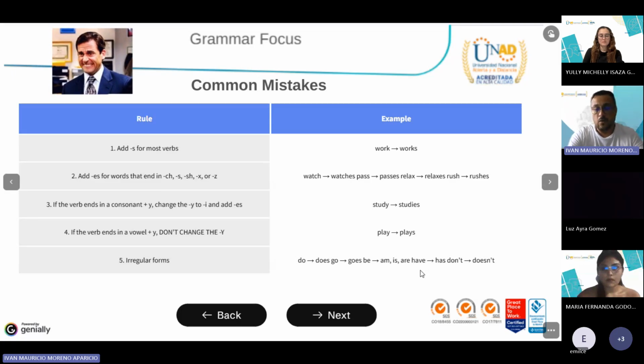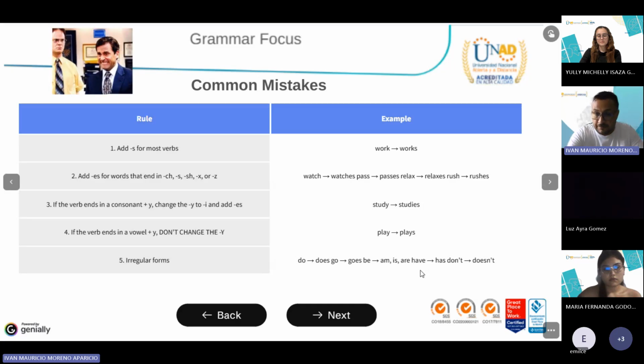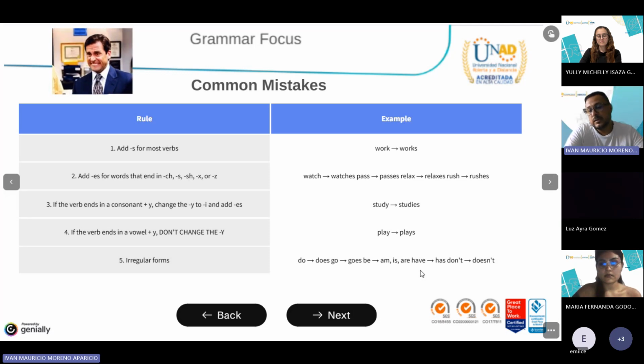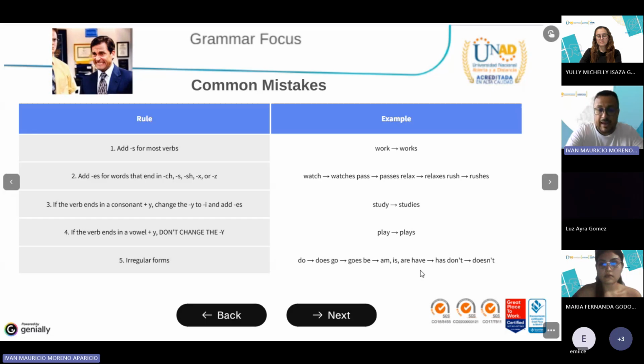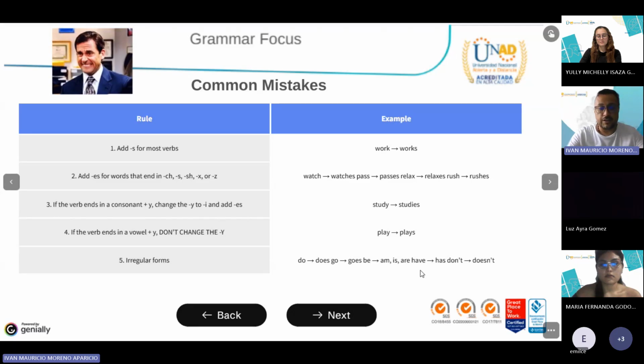If the verb ends in O, do, you change to does. Go, you change to goes. Remember that the verb to be is a verb by itself. It is an auxiliary by itself. So be changed to am, I am. For is, he, she, it is, or the third person in singular. Are for you, we, they are, right? And has, have we changed by has, and the auxiliary verbs for I, you, we, they, we use don't, and for he, she, it, we use does.